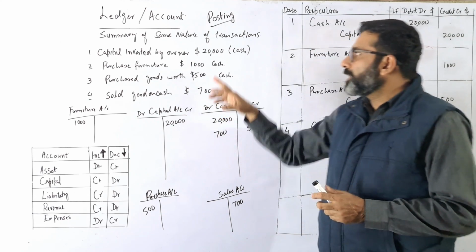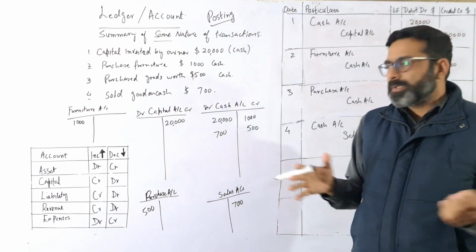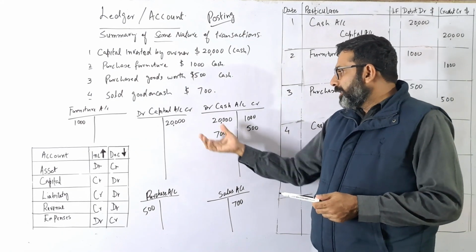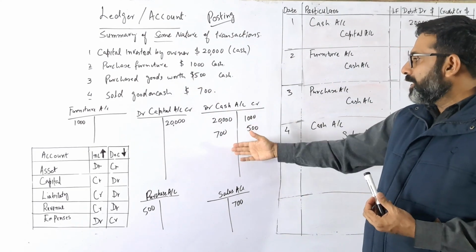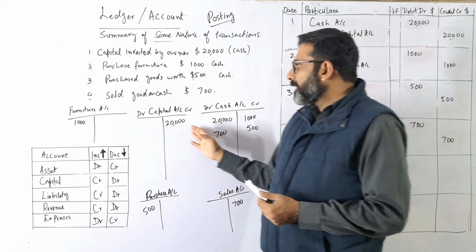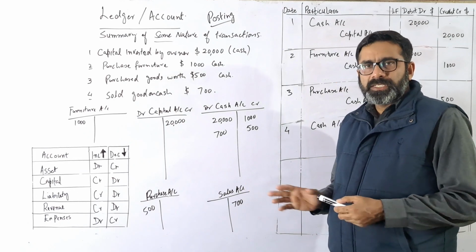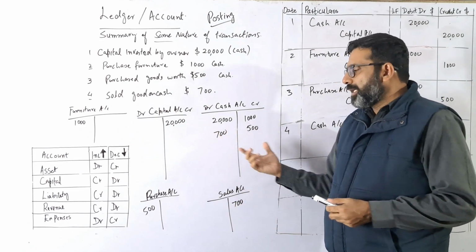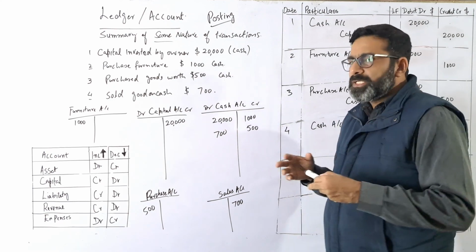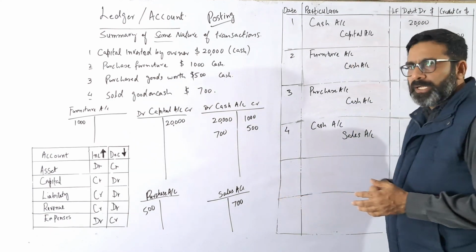And the same nature of transactions we have collected and summarized. If you see here, there are almost 4 transactions related to the cash. Some are debit, some are credit. But in capital, furniture, purchases, or sales, there is only 1 transaction. It may be on the debit or the credit side, but in cash we have both debit side and credit side. So this is the process of transferring into the account, or the posting of the account.